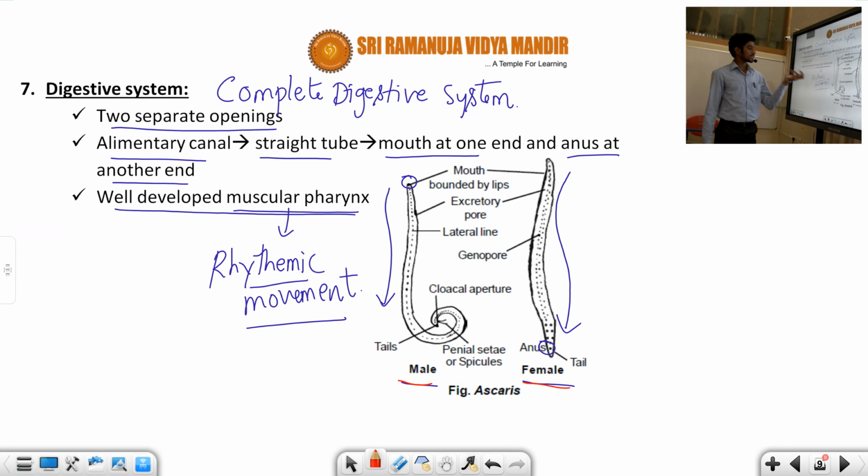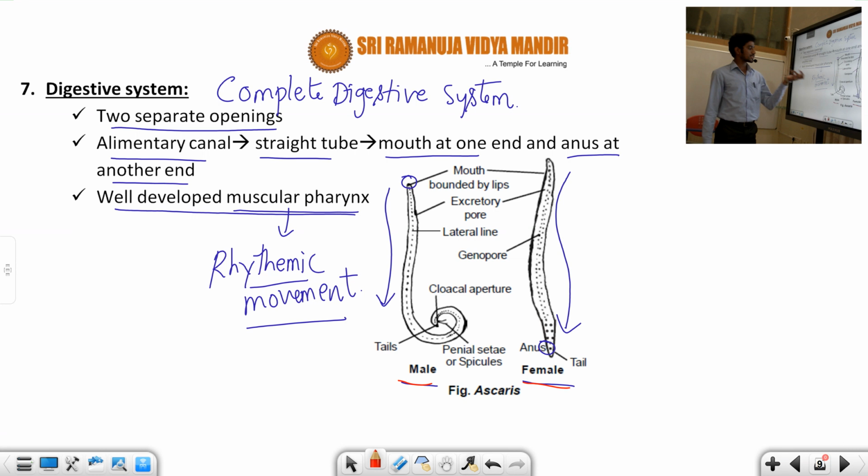On the body wall you can observe the excretory pore. The gonopore indicates the reproductive opening. The cloacal aperture is present near the anus. Then there are the perineal setae and spicules, which we will discuss in the life cycle.